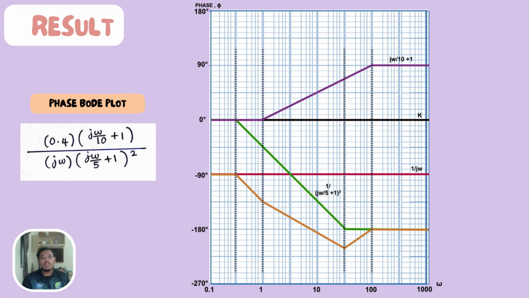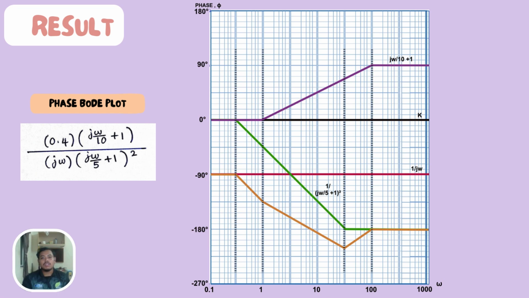And 10 multiplied by 10, so we plot at 100 radian per second and 90 degrees for the second point. Next, draw the line from 1 radian per second and upward to 90 degrees. So the green line is a simple zero. Next, the third vector is pole at origin.